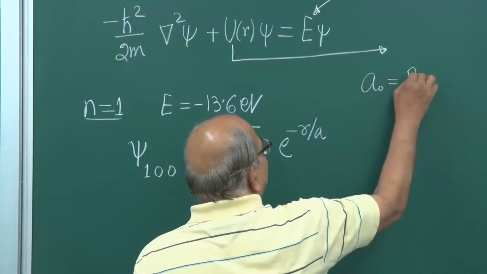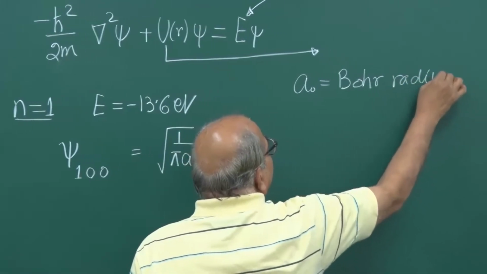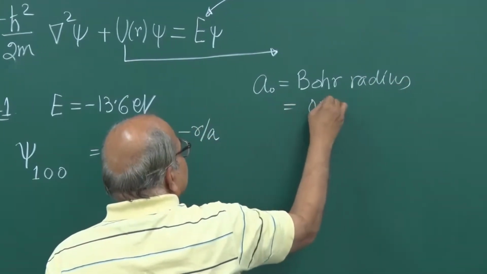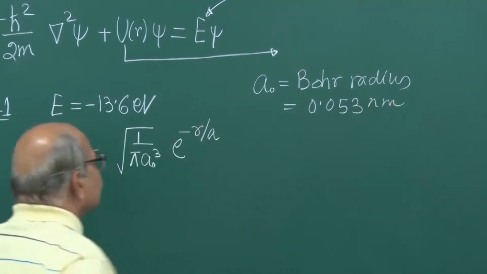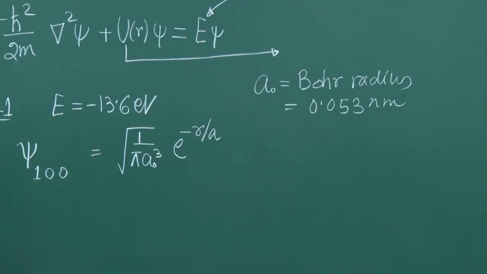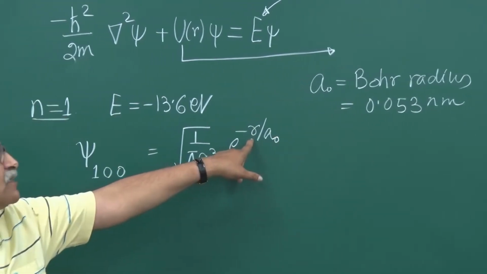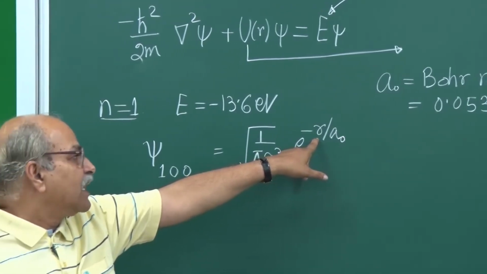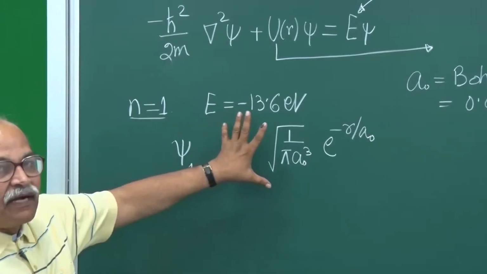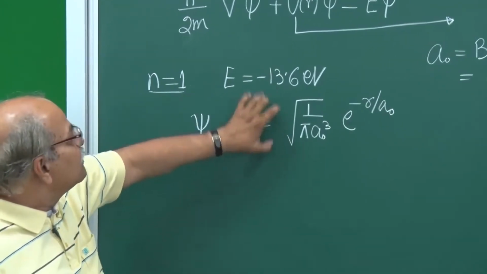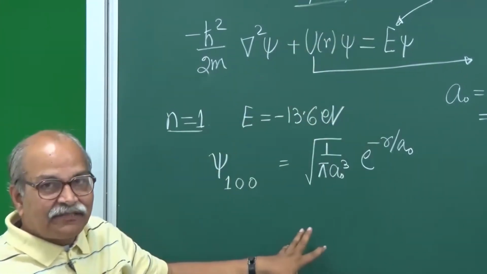A naught is that Bohr radius, which is 0.053 nanometers, and r is the distance of the electron from the proton. This a naught is the same as this a naught, the Bohr radius. So this is the function. This psi you have to put here, and this energy you have to put here, and the equation is satisfied.